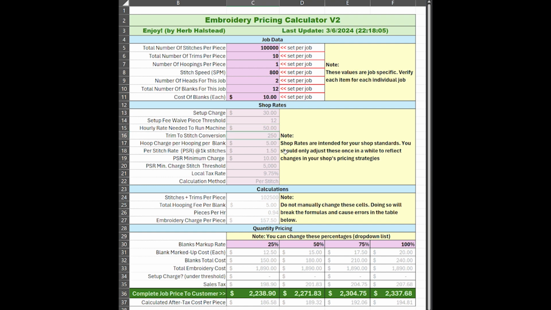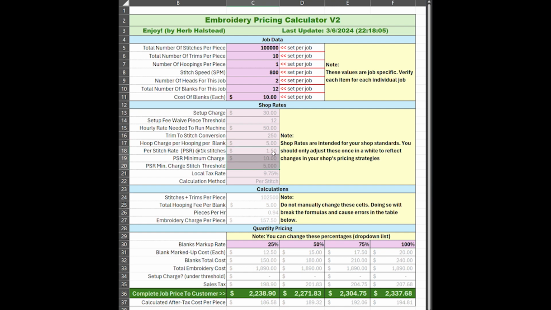Then this is a trim to stitch conversion, and a lot of people know this. They know how many stitches it takes to do a trim. And then the next one is a hooping charge per hoop per blank.